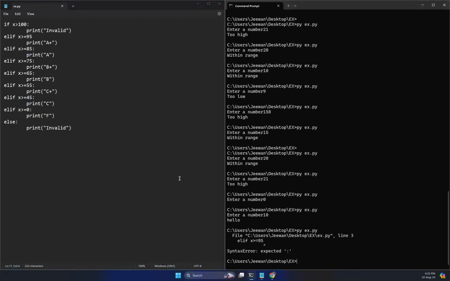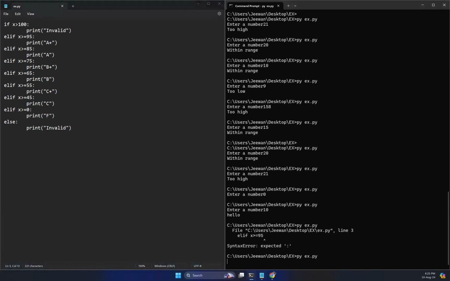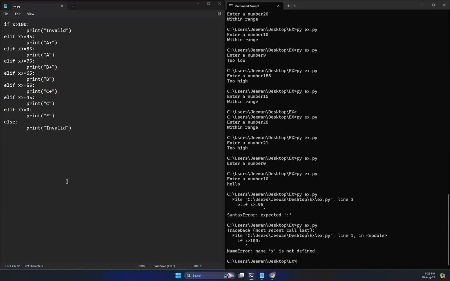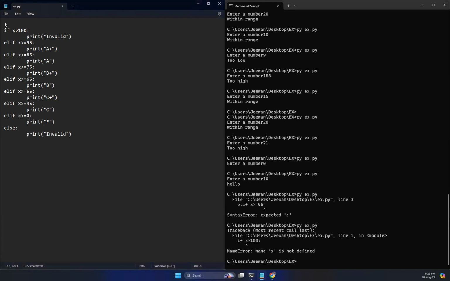Okay, well, we have here: X is not declared. I have to take the X value first, no? X is input.